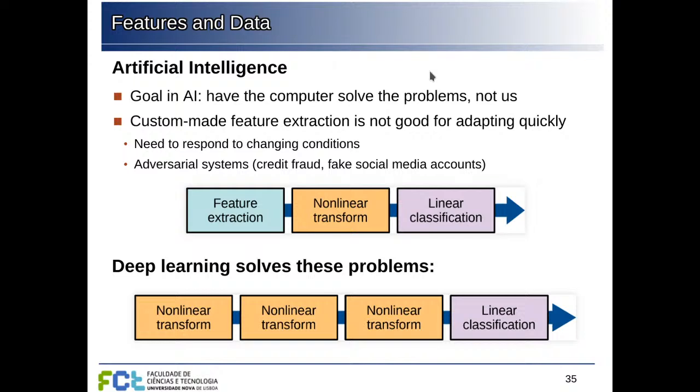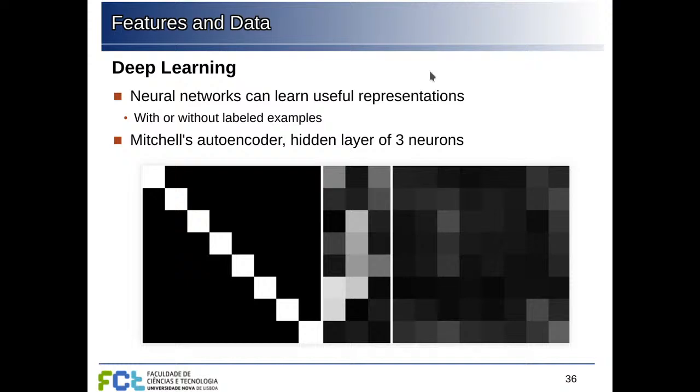So this makes it much more powerful. It allows us to solve problems even when we don't know what the right features should be. We don't understand very well the problem, but the network can solve it. And it allows us to respond quickly to changes in the problem simply by retraining the network or fine-tuning the network for different conditions. So this is just a classical example using an autoencoder, just to show how deep learning can learn useful representations. And we can do this even without labels, so with unsupervised learning.